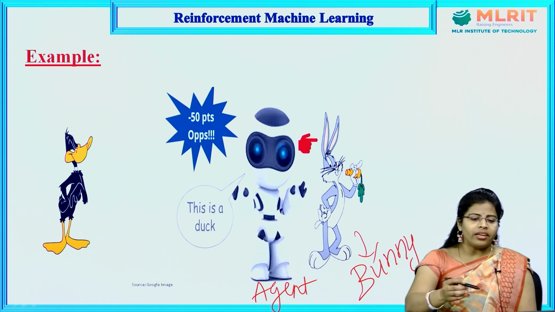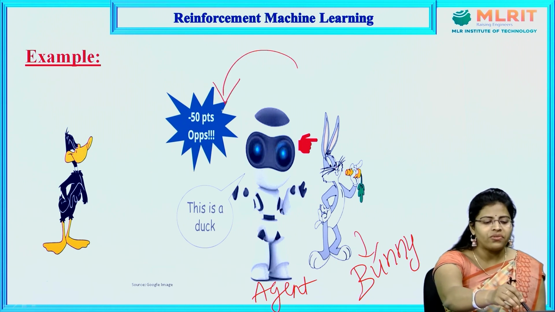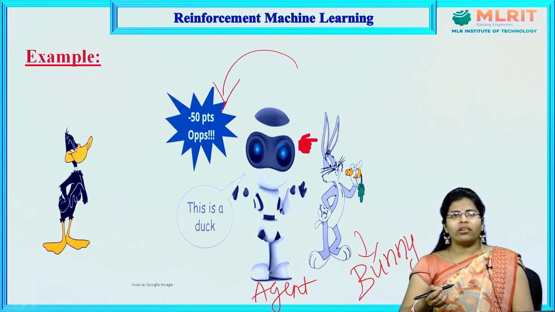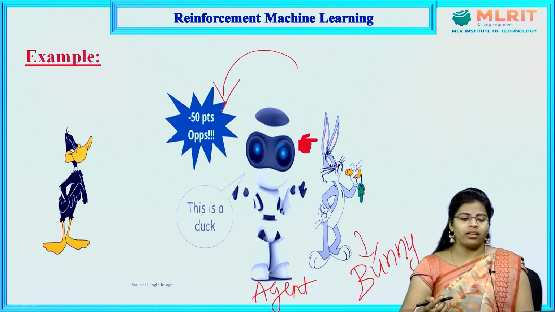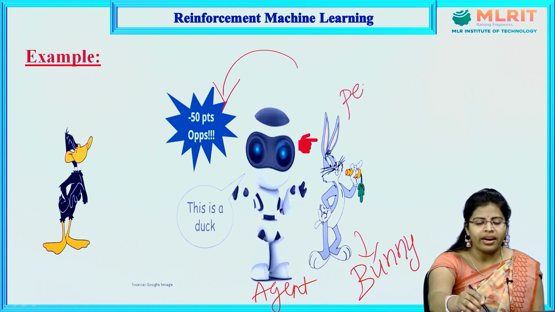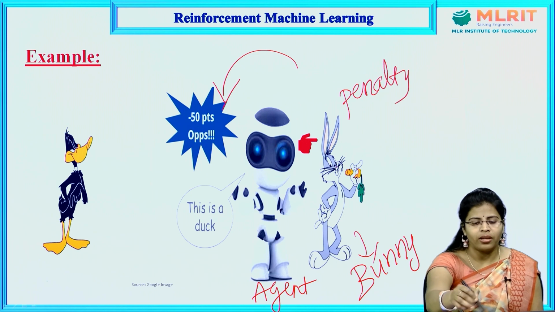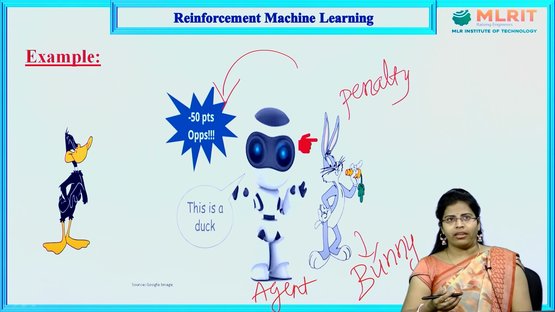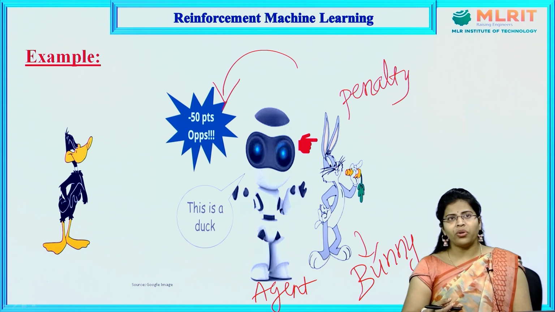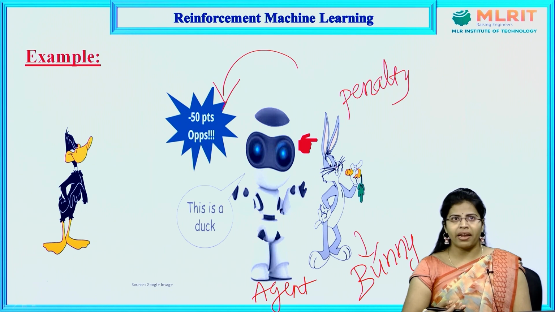Actually, it is going to get minus 50 points for it because that is not a duck. It gets a penalty because it is a wrong answer. Whenever it takes an incorrect action and selects the incorrect option, it gets a penalty, that is minus 50 points, for selecting the wrong answer, like selecting the bunny as a duck.